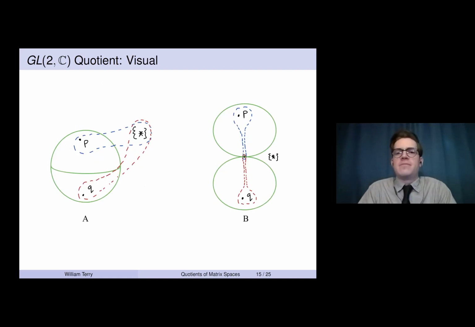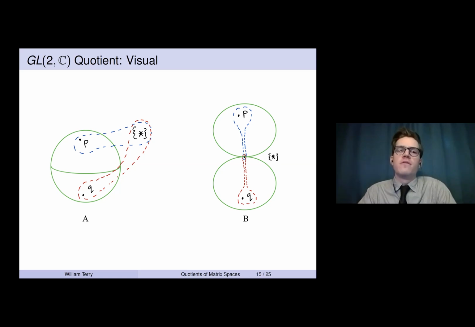Each of these images depicts the GL quotient space. As you can see in picture A, circles around points P and Q necessarily contain the dense point star. Picture B shows the same idea, with a single sphere being continuously pinched by a point, more so emphasizing that this point is close to other points on the sphere.